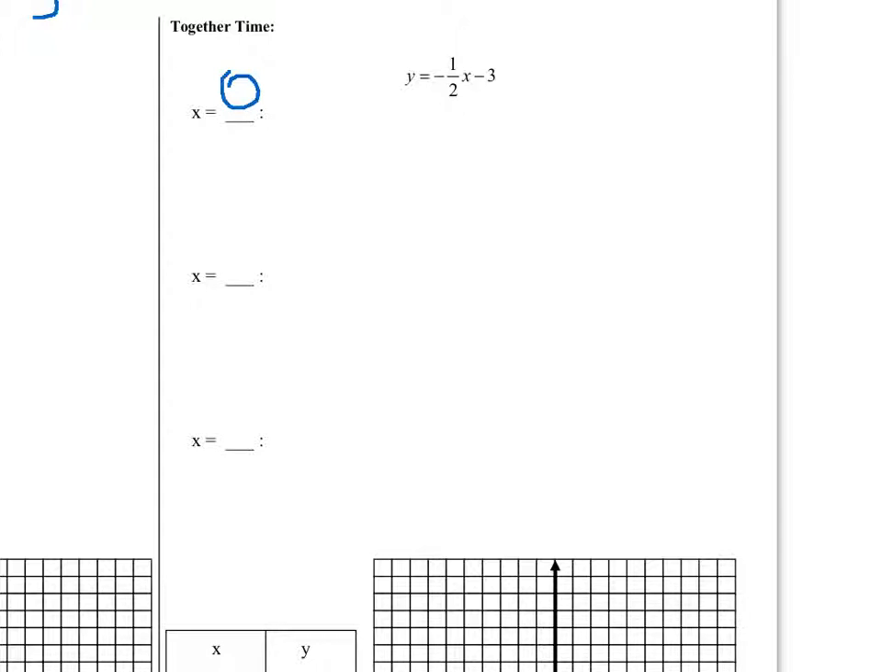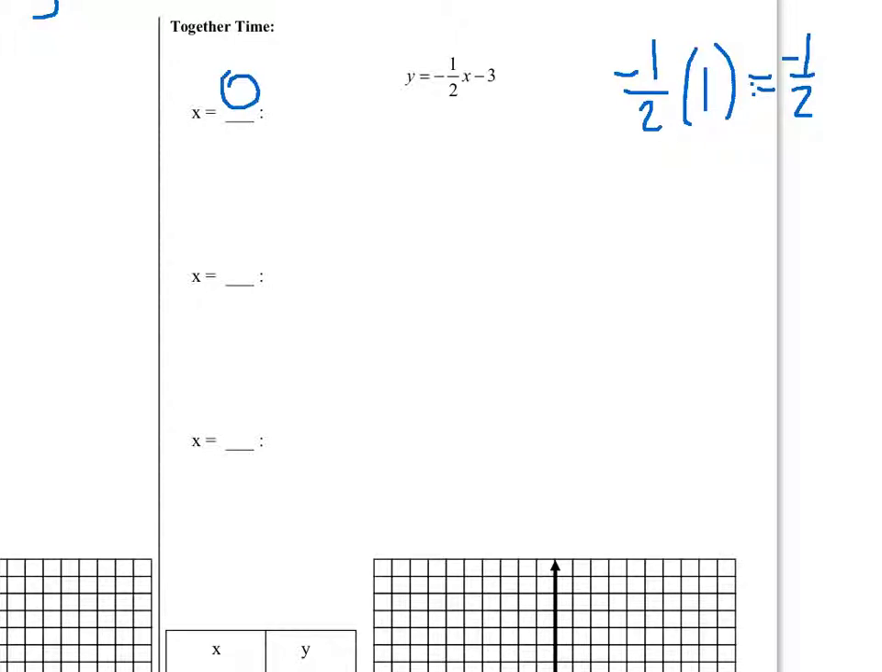Rebecca says 2. She has skipped right past 1 and gone on to 2. Can somebody explain to me why she might have done that? Kenneth. Because 1 times a half of the half minus 3 is... You can stop right there, Kenneth. So what Kenneth is saying is if we choose 1, we end up getting this multiplication to be negative 1/2.